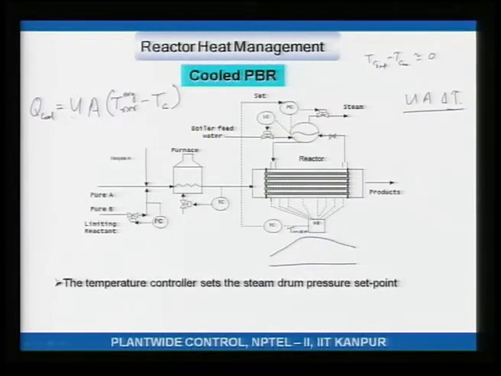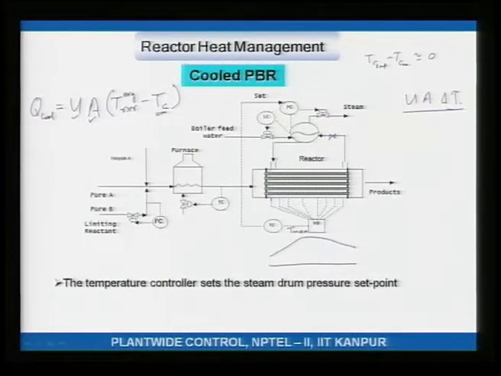So, Q cool is equal to this. Heat transfer coefficient is what it is. Area available for heat transfer is what it is. I can't change it because once the heat exchanger is made, it has so much area, that is what it is. Temperature inside the reactor is what it is. Let us say it is more than what it should be. The only thing that I can adjust is Tc. How do I adjust the Tc? I change the set point.